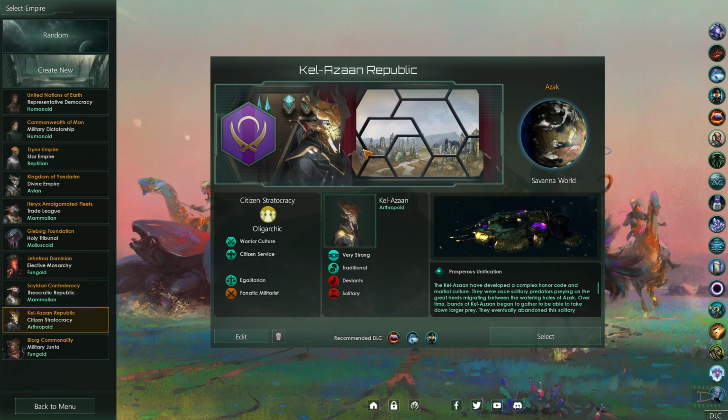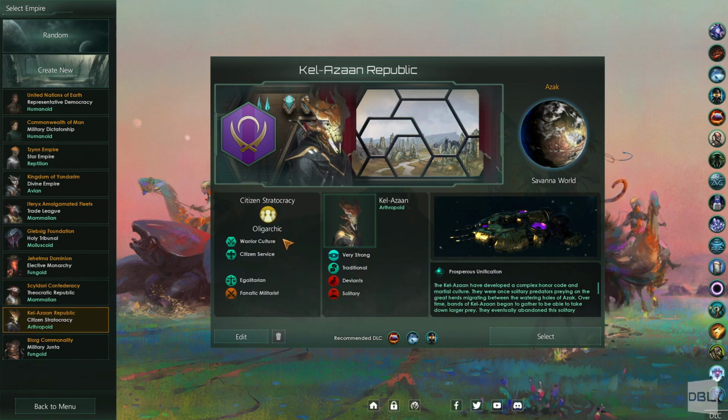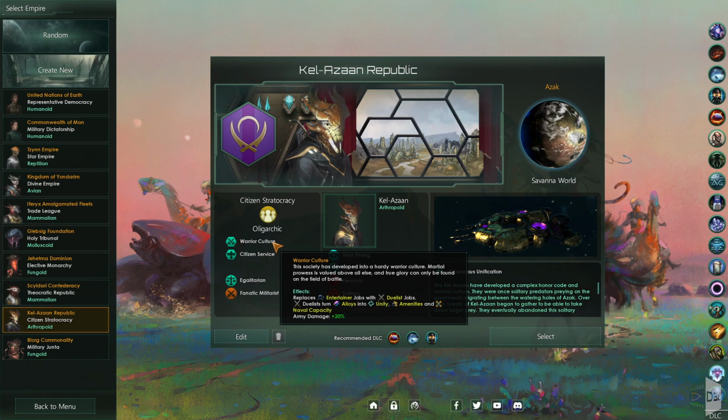Kel Azan Republic. They are arthropoid. Got the crescent moon looking thing with the twin blades. Citizen stratocracy. That's a new one. Advanced form of militaristic oligarchy where military has subsumed all aspects of civilian administration. All government offices are held by military officers. Ugh. Oligarchy. Warrior culture. Hardy warrior culture. Martial prowess is valued above all else, and true glory can only be found on the field of battle. So these are the Klingons.